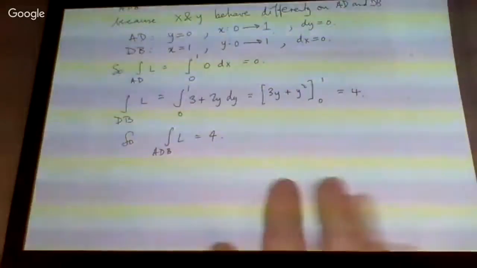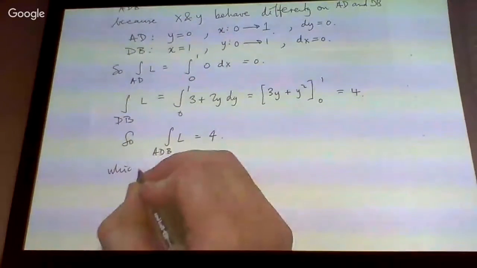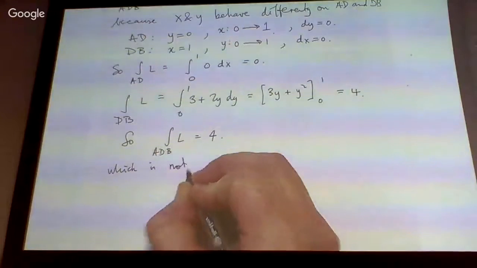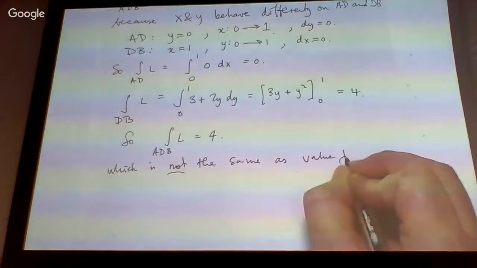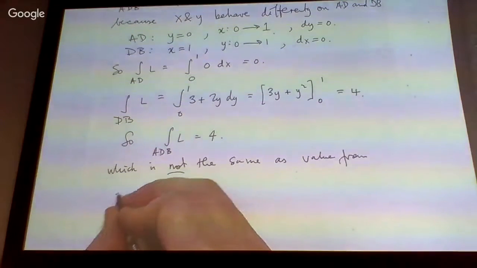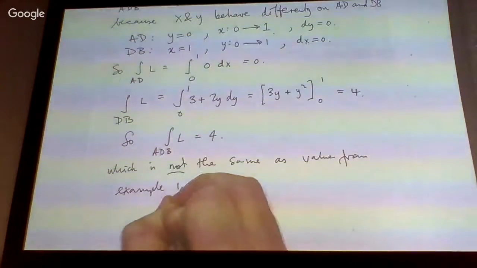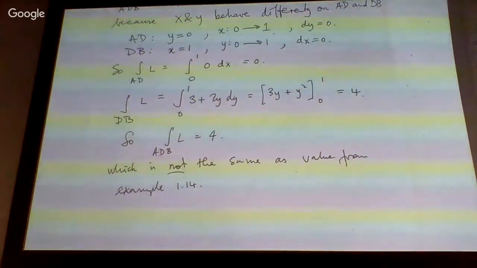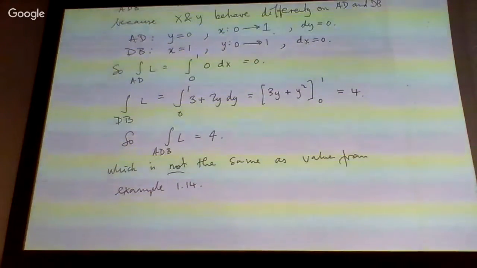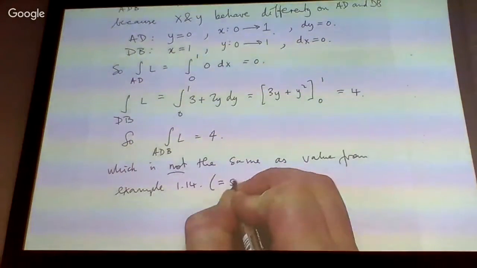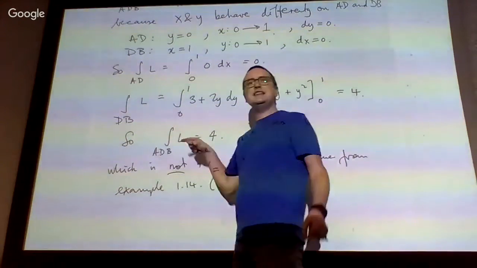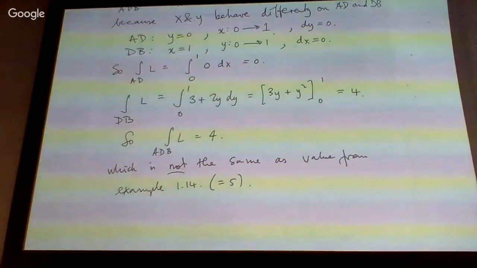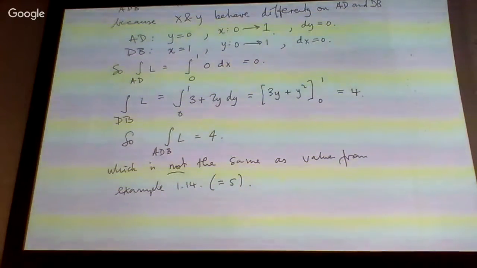Which, interestingly, is not the same as the value from the example, example 1.14, which was, whatever it was, 5. There we were integrating the same linear differential form between the same endpoints, but along a different path. So it's not surprising that we got a different value. We're moving through different points.